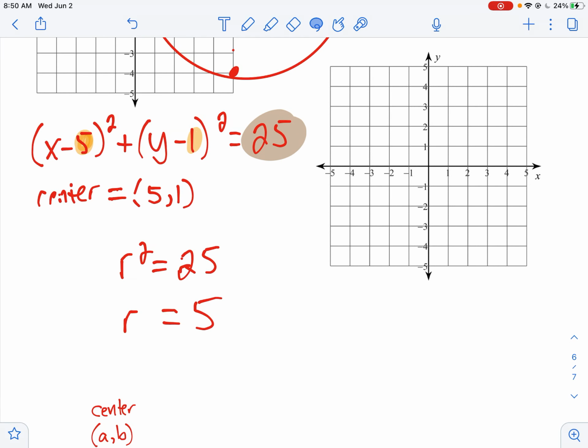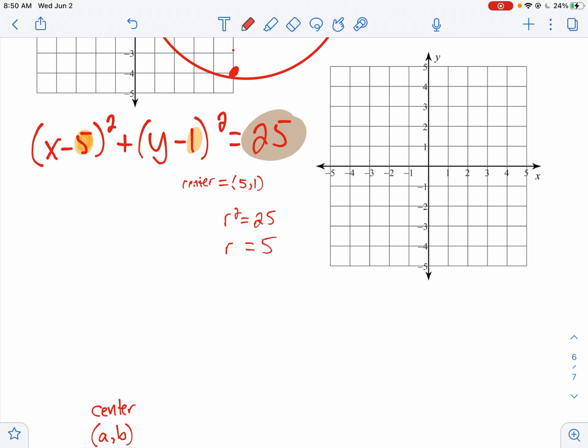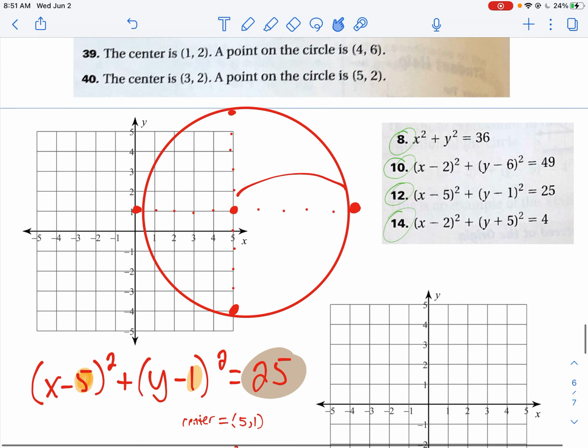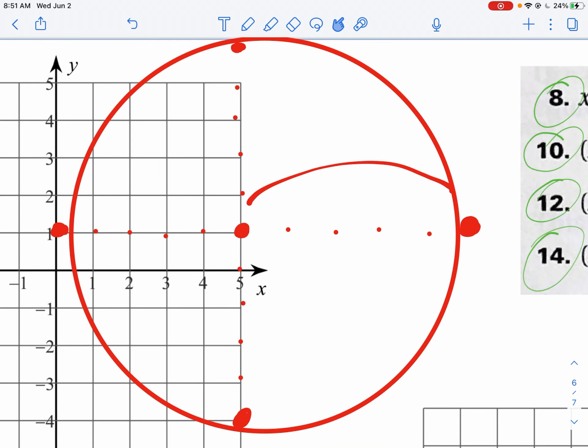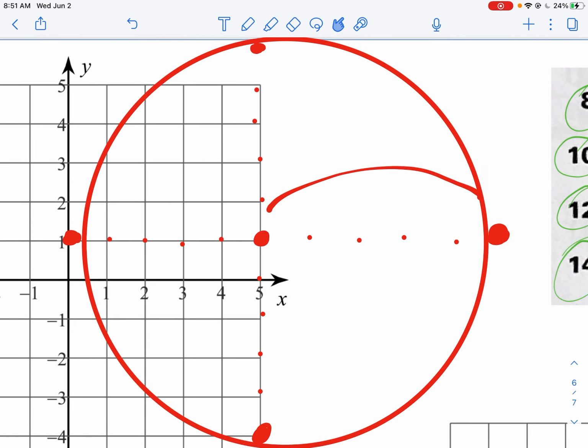I'm going to shrink this stuff down because I want some space to plug in those values. So I said I'm going to use coordinates 1, 1. 1 minus 5 squared plus 1 minus 1 squared. And that should equal 25. Let me double check my work here. I'll double check my center. It's always good to double check this work here. I went over 1, 2, 3, 4, 5.